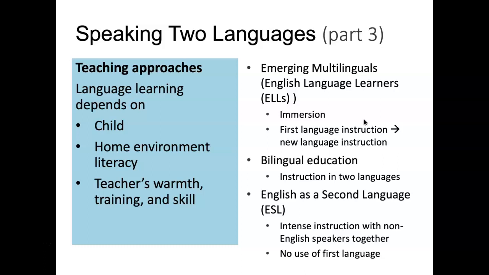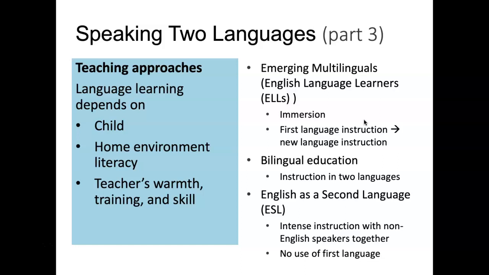The teacher's warmth and training and skill in working with children who are multilingual is really critical to children's language learning. If the teacher doesn't know how to work with children who are emerging multilinguals, they may inadvertently do damage to the child's ability to speak both languages. With emerging multilingual or English language learners, immersion is really important, and it's one of the theories of how children learn a second language best. Immerse them in the new language and they'll get it.